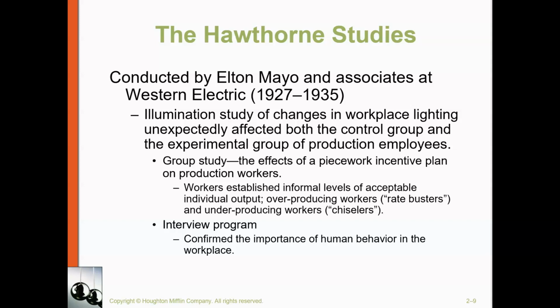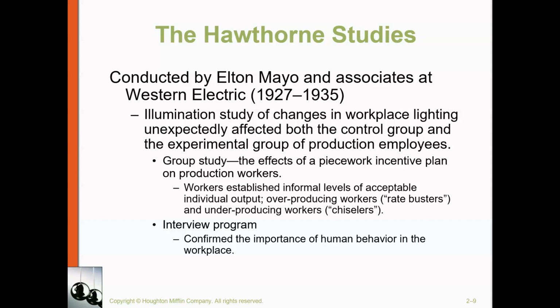Again, workers had actually established informal levels of what they thought were acceptable output. And they actually termed people that overproduced to make more money the rate busters, and those that couldn't produce or didn't produce the acceptable level as the chiselers, not really pulling their weight. And again, the group was a very cohesive group. They got along well, and they talked to each other, and they talked about what was acceptable, and that had an influence on their productivity. It wasn't all about just getting paid more.